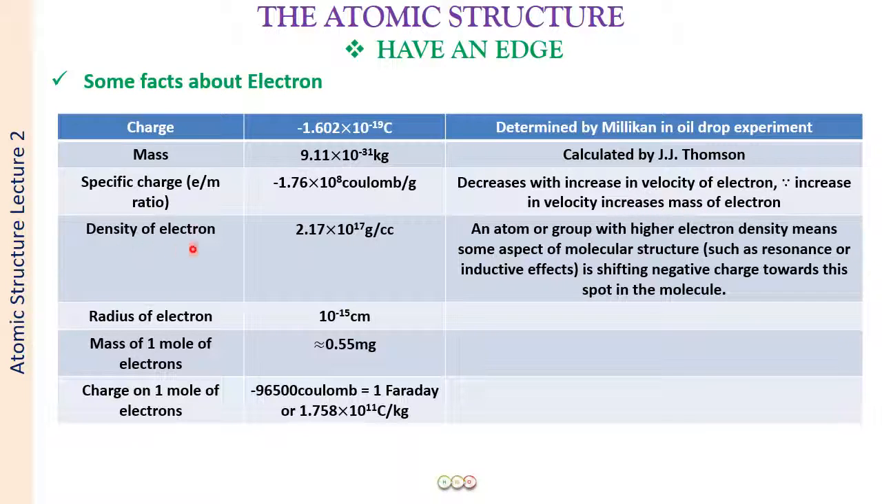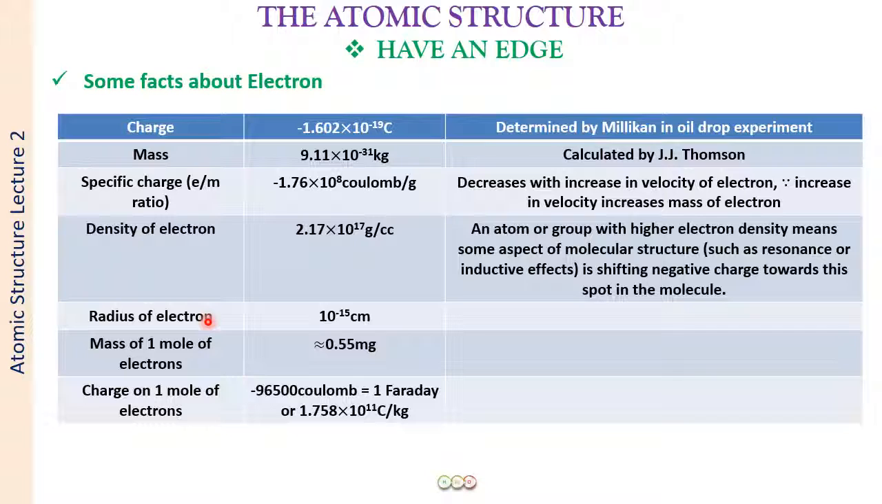And then we have the density of the electron. This is 2.17 into 10 power 17 gram per centimeter cube. If an atom or a group has higher electron density, this means that there is some aspect of the molecular structure, like a resonance or inductive effect, which we will be studying in organic chemistry. These effects cause a shift of the negative charge towards some specific spot in the molecule where the density of the electron is going to be more.